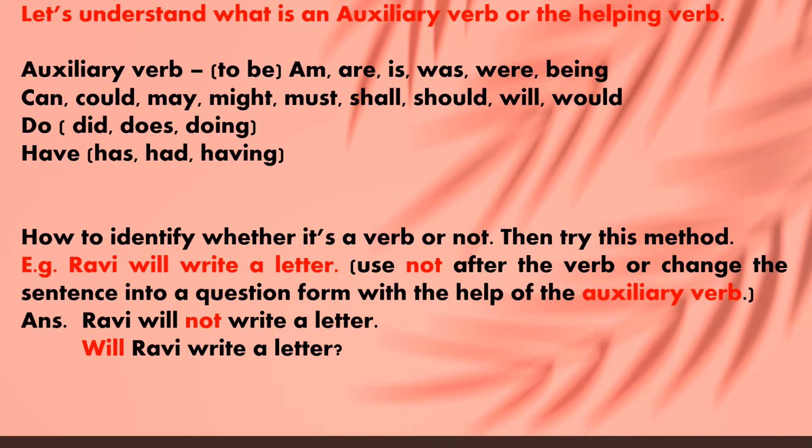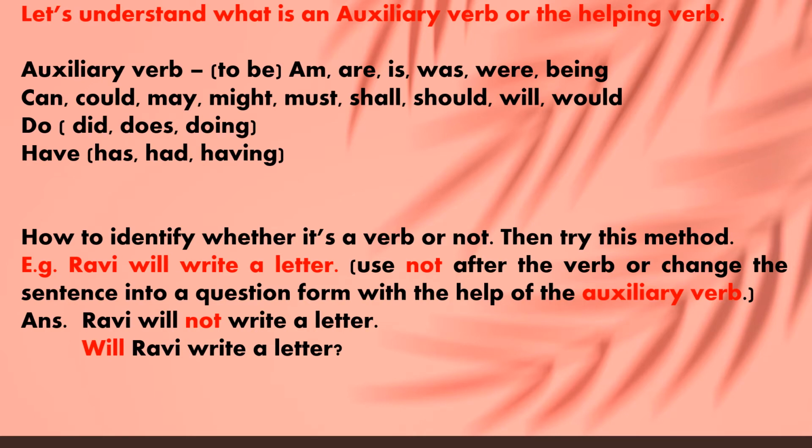Can, could, may, might, must, shall, should, will and would. These are also auxiliary or you can call them modal verbs. Do. The verb do has three forms: did, past tense; does, present tense, that is third person singular of the simple present tense. There is no word like does, but we are adding es after do, so it is called does; and doing, which we use as a participle. Have, again have has three forms, that is has, had and having.